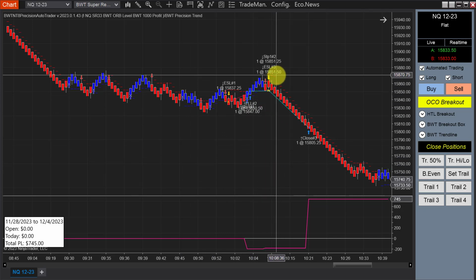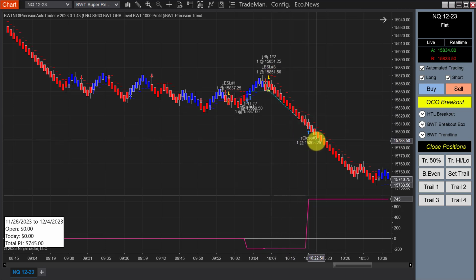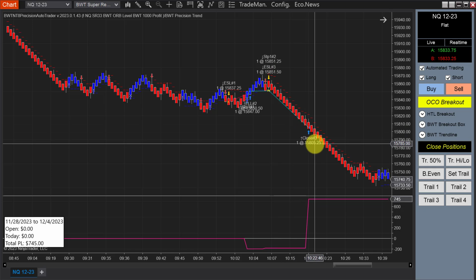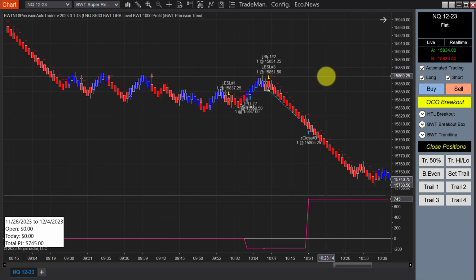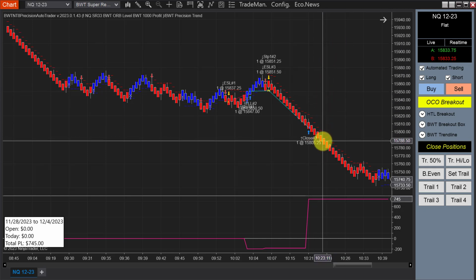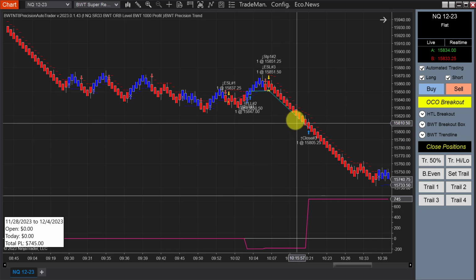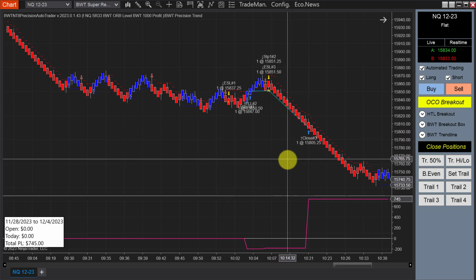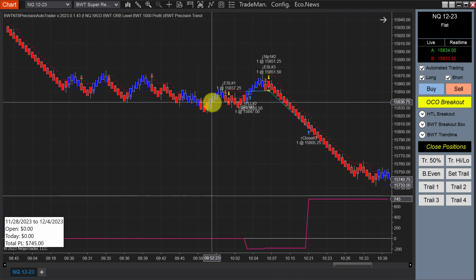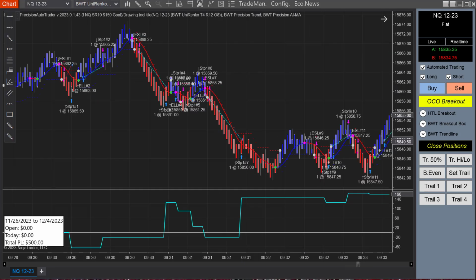This trade here was short at 851.50 and closed at 805. That's about 45 points, which is about 180 ticks. So this was quite a comeback after this loser to achieve its goal of $750 profit.